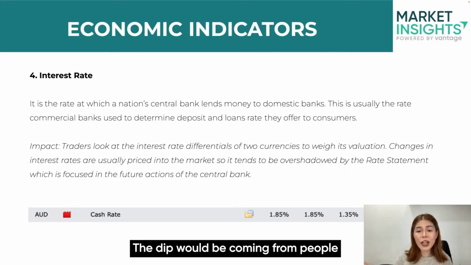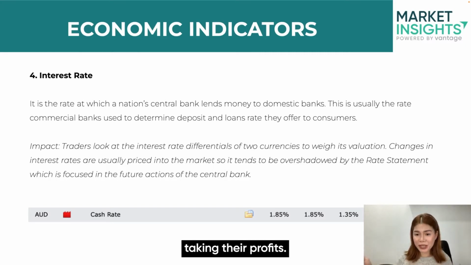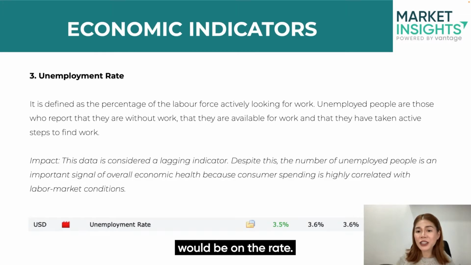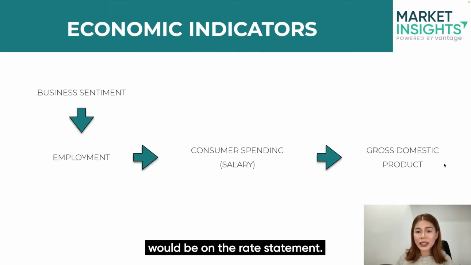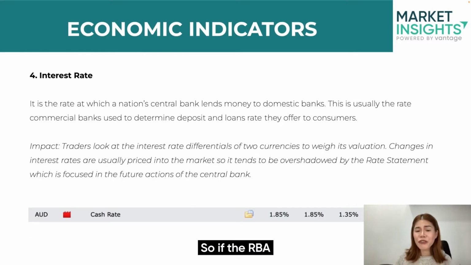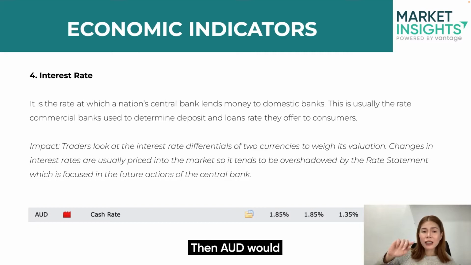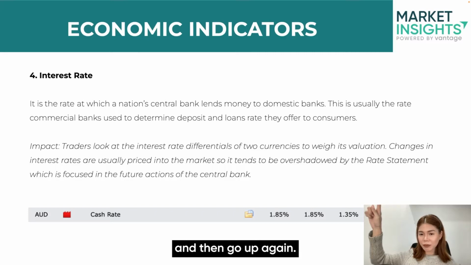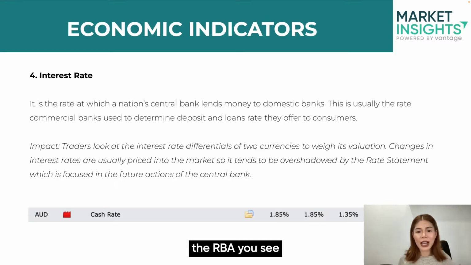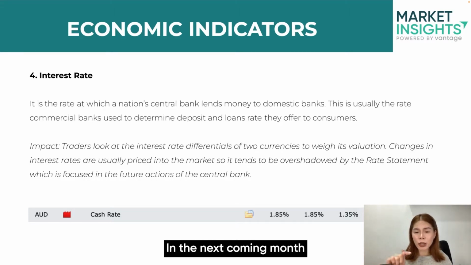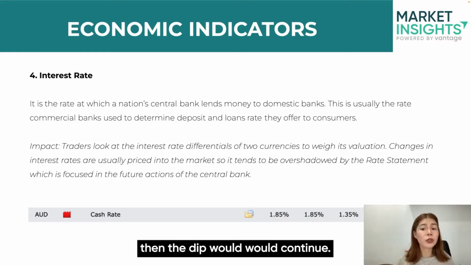The dip would be coming from people taking their profits. Now, where would the direction be? The direction would be on the rate statement. So if the RBA, for example, is seeing that the Australian economy would be better off in the next coming months, then AUD would dip down a bit and then go up again. But if the RBA is seeing there could be a problem in the next coming months, then the dip would continue.